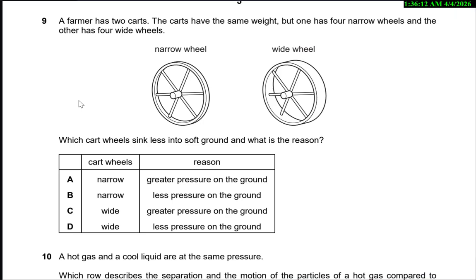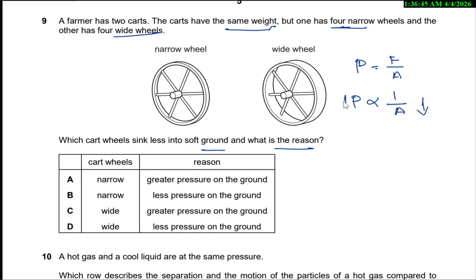Question number 9. A farmer has two carts. The carts have the same weight, but one has four narrow wheels and the other has four wide wheels. Which cart will sink less into soft ground, and what is the reason? Okay, so this question is related to pressure. Pressure equal force over area. They said they both have the same weight. It means that they are having the same force. So pressure is inversely proportional to area.